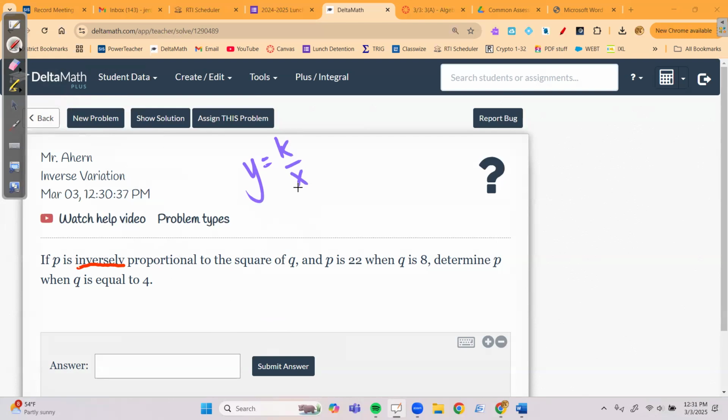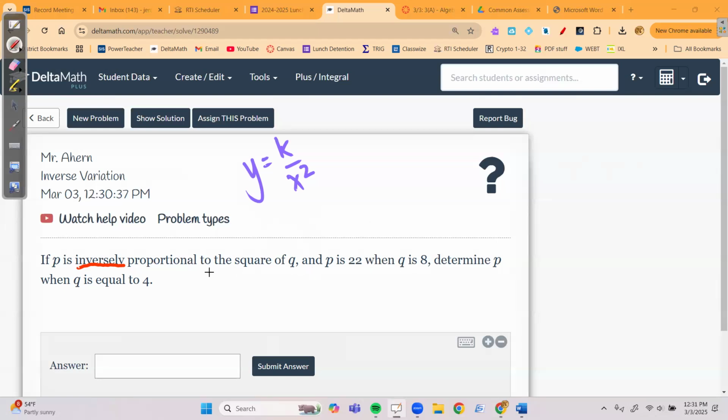Just write it out. And then they're going to give you one relationship, one pair of numbers that is inside the relationship. And they're going to tell you that the square of Q... Ooh, I better fix that. P is... oh my gosh, we got to fix this. I didn't see this one coming. So we have to change this to K over X squared. My bad. Because I didn't see the square. Ooh, and P is 22 and Q is 8.